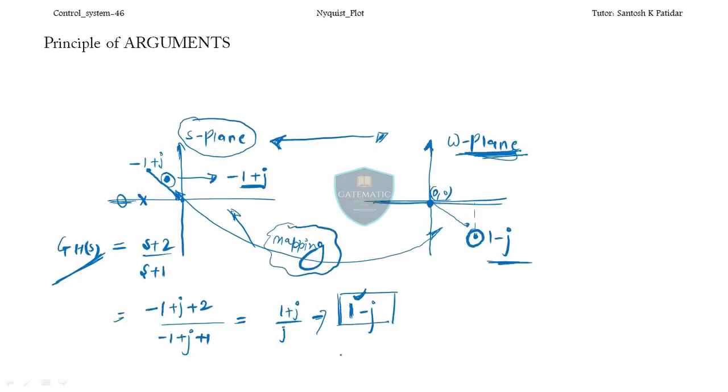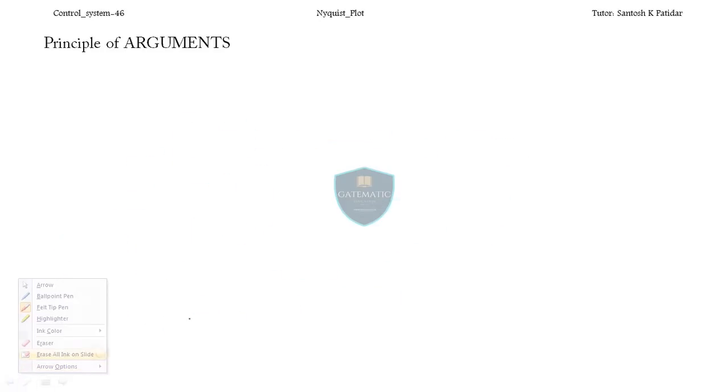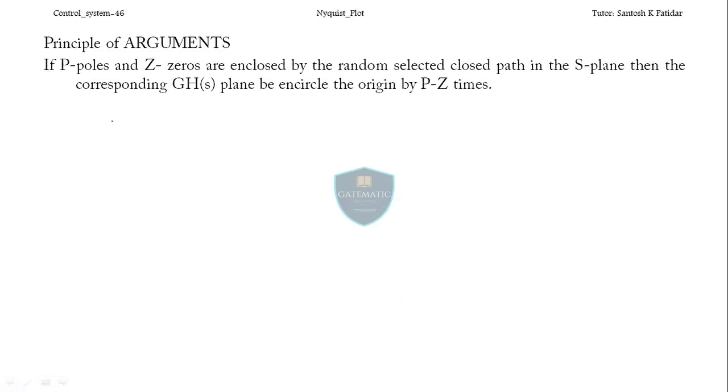What is the outcome? What does the principle of argument say? The principle of argument now says, see, if P are the poles and Z are the zeros enclosed by a randomly selected closed path in the S plane, let me take the S plane.